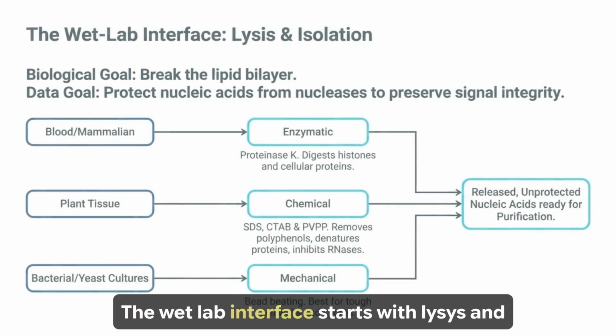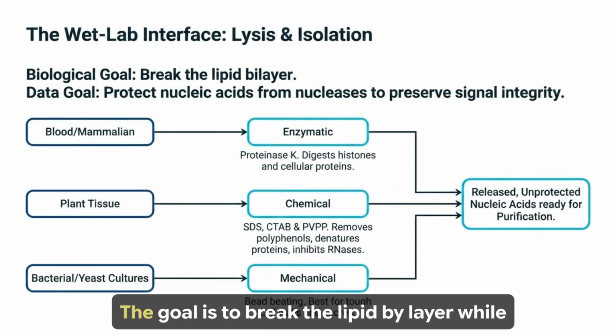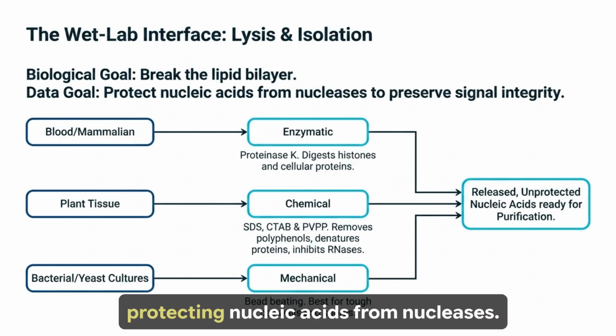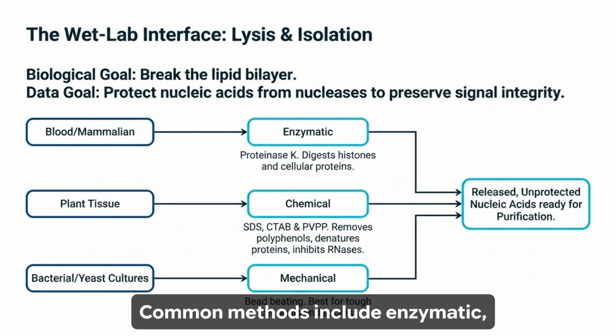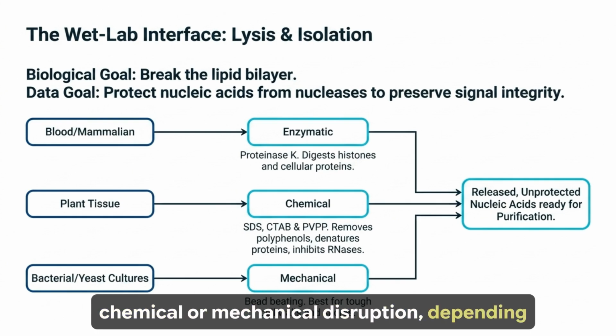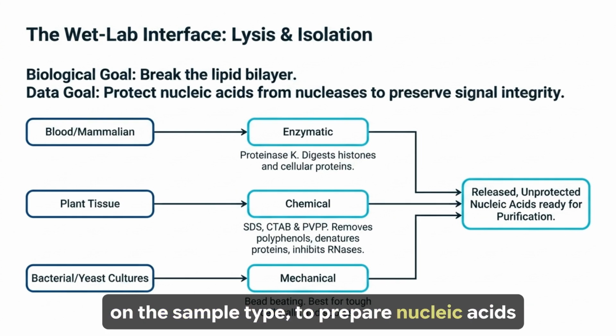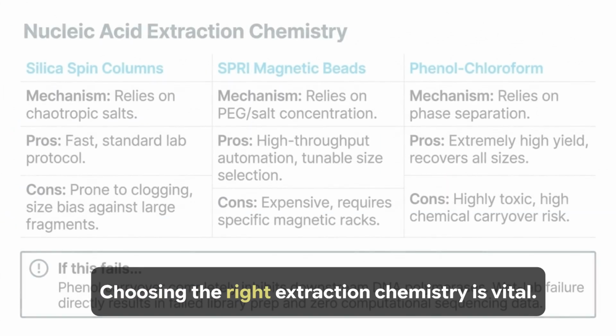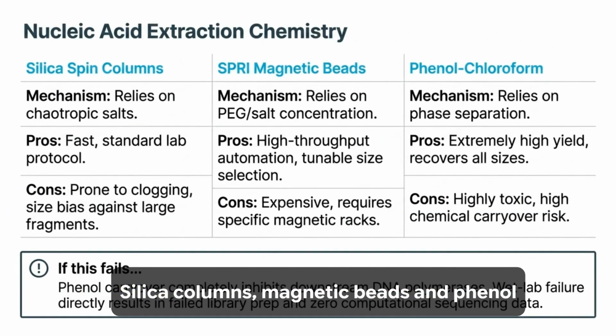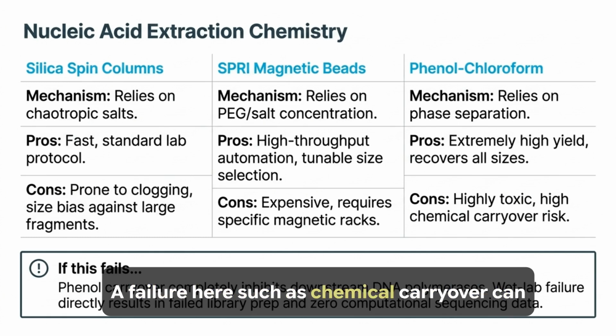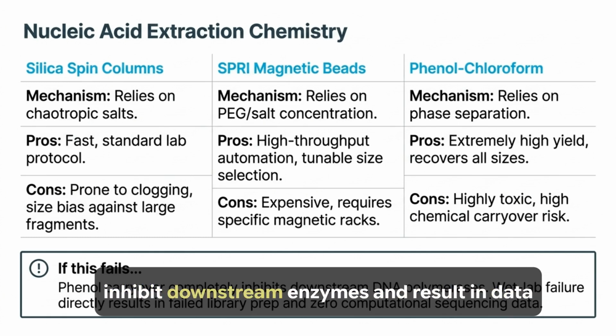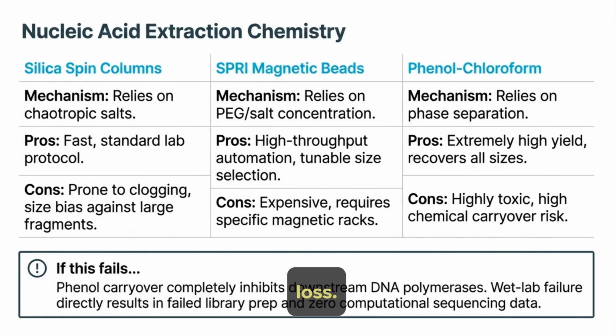The wet lab interface starts with lysis and isolation. The goal is to break the lipid bilayer while protecting nucleic acids from nucleases. Common methods include enzymatic, chemical, or mechanical disruption, depending on the sample type, to prepare nucleic acids for purification. Choosing the right extraction chemistry is vital. Silica columns, magnetic beads, and phenol chloroform each have unique benefits and trade-offs regarding speed, yield, and safety. A failure here, such as chemical carryover, can inhibit downstream enzymes and result in data loss.